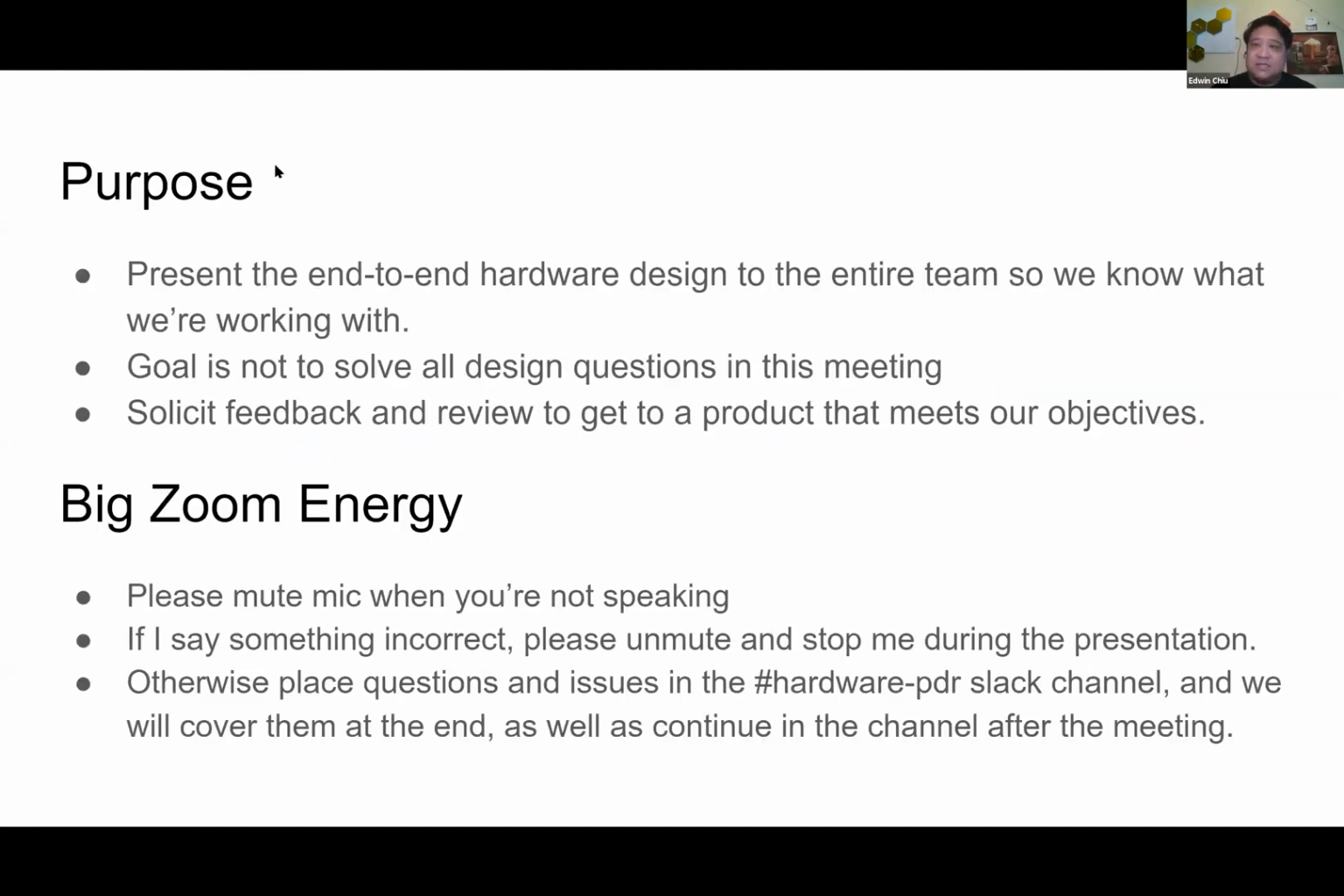The purpose of this meeting is to present end-to-end hardware design. I think we've all been working on various parts of the ventilator, but going through it from top to bottom and getting everyone's questions answered is a really good thing to do. It also solicits feedback, questions and concerns on the design before we go further down this design path. The goal is not to solve all the design questions and issues in this meeting. That's probably not possible, but to get everyone looking at and thinking about the design as a whole.